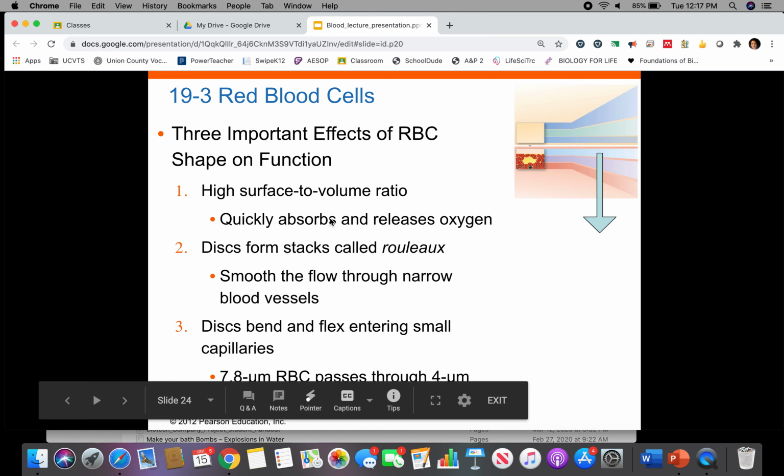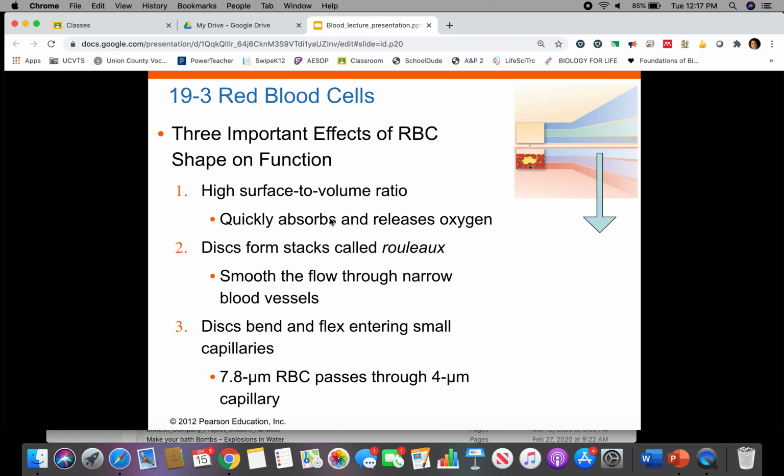The very specific reason for that shape and the conformation of the RBCs are as follows. Shape. By creating that donut shape and that disc shape, you increase the surface area to volume ratio. That way, it is able to absorb and release oxygen and carbon dioxide much faster on these edges.